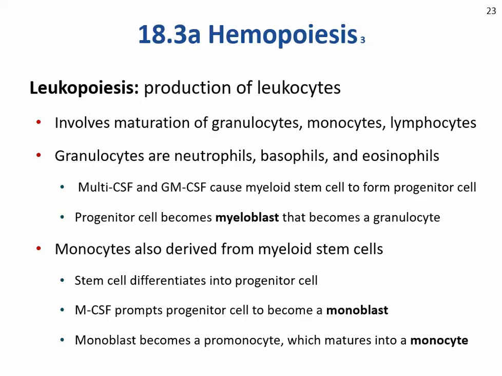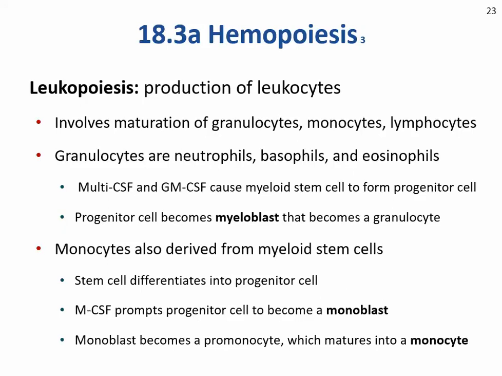Leukopoiesis, on the other hand, is about making white blood cells. Now, we'll see in the next video that there are different types of white blood cells. There are granulocytes and agranulocytes. The granulocytes are the neutrophils, basophils, and eosinophils. They have this colony-stimulating factor that causes the myeloid stem cells to form the progenitor cells, which then go through various things. They make myeloblasts, which then become the granulocytes, and then the granulocytes differentiate.